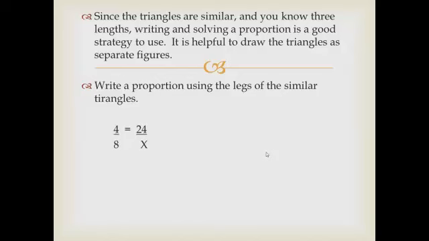We have 4 over 8. 4 was the height of the pole shadow. 8 was the height of the pole. 24 was the length of the building shadow. And x is what we don't know, the height of the building.